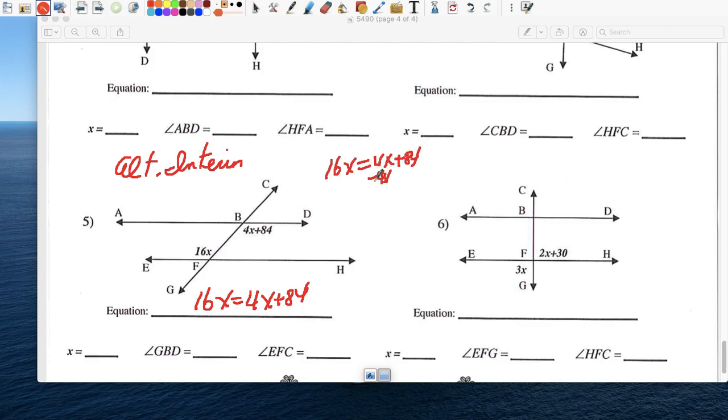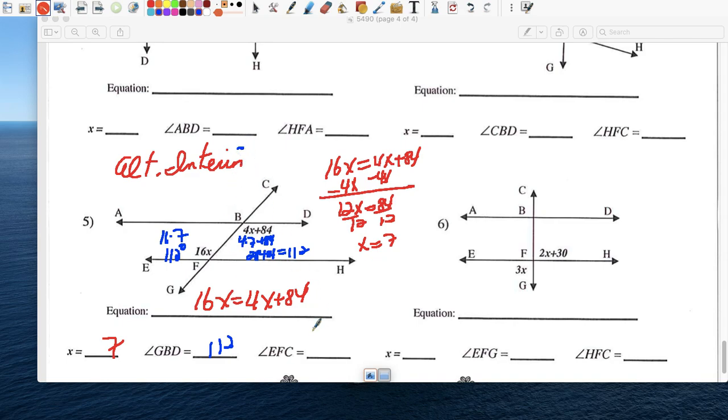I'm going to subtract 4x from both sides. We get 12x equals 84. We divide by 12, divide by 12. X equals 7. So I put over here 7. When you substitute, this is going to be 16 times 7, which is 112 degrees. And then this should be 4 times 7 plus 84. 4 times 7 is 28 plus 84, which is also 112. So again, they're alternate interior, so they should be congruent.